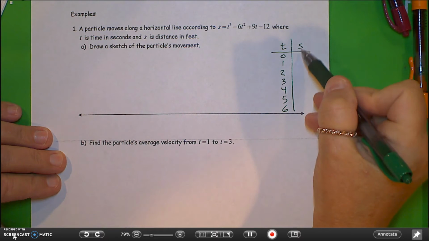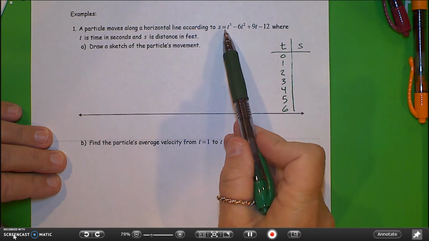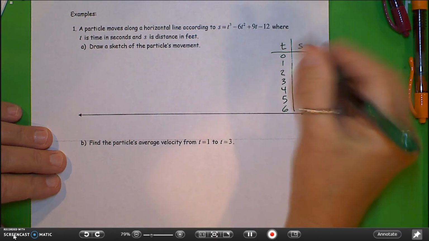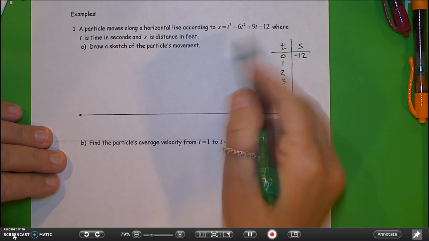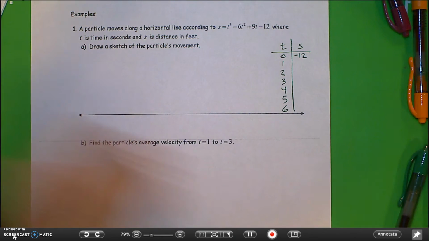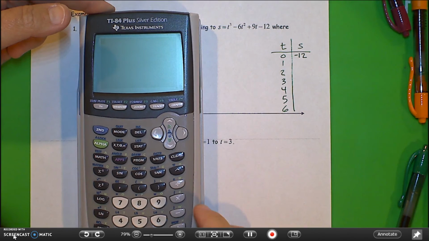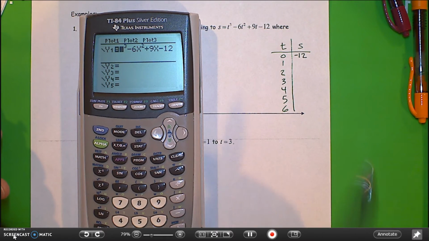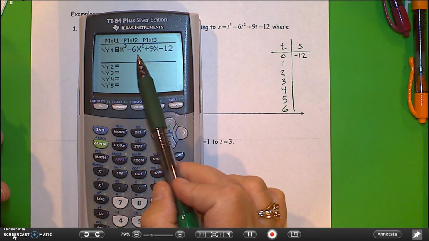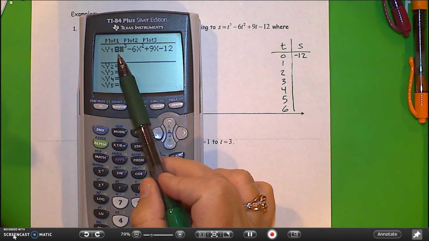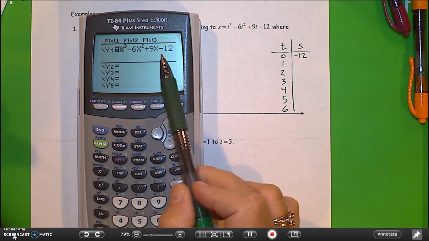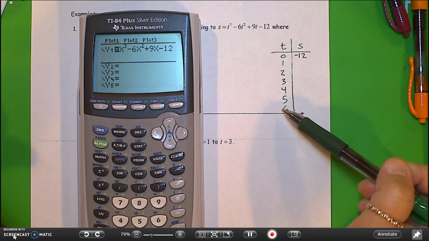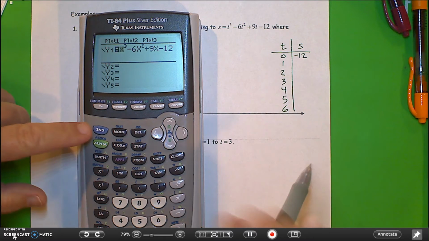And the position S can be determined by this function. So when time equals 0, position is -12. Time equals 1, even that's not that hard to figure out, but I'm going to use my calculator to help me. So my y equals, I'm going to put my function in there. Now it's not going to show up as t. There's no need to even force it to show up as t. We can put the function in just like that. And the easiest way, since I know I just want whole numbers from 0 to 6, is just to look at the table.